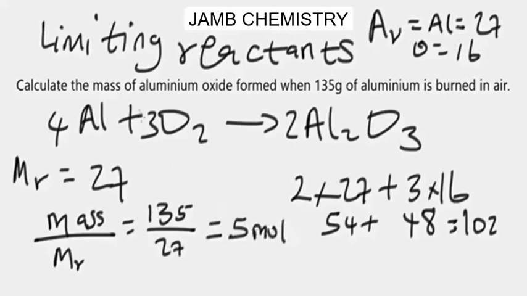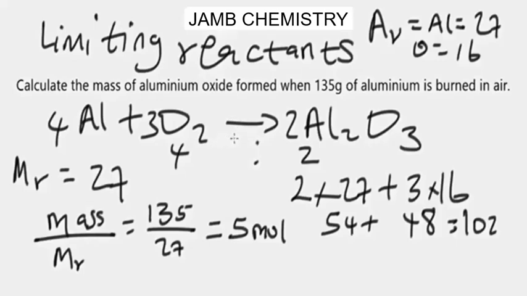Alright, now at this juncture, we check for the mole ratio of aluminium to aluminium oxide. So we have the mole ratio to be 4:2. Now this tells us that 4 moles of aluminium reacted to produce 2 moles of aluminium oxide. Alright, that's how the number of moles are produced.